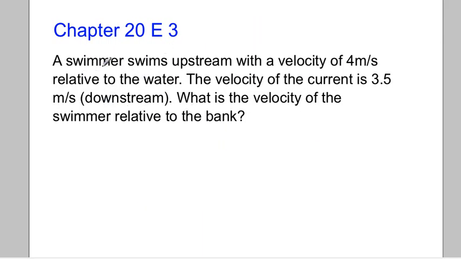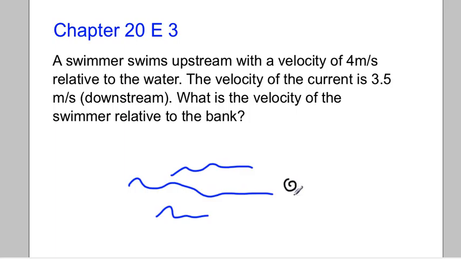Another way is, look at this one. A swimmer swims upstream with a velocity of 4 meters per second relative to the water. So we have water here. We have a guy swimming. So, 4 meters per second relative to the water. The velocity of the current is 3.5 meters per second downstream. So the water is going 3.5 meters per second downstream. What is the velocity of the swimmer relative to the bank?